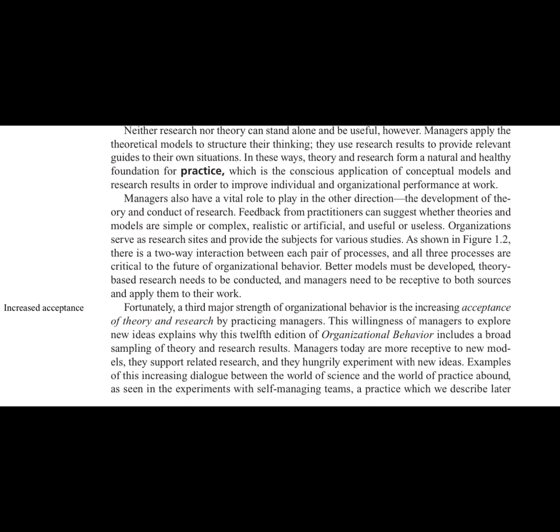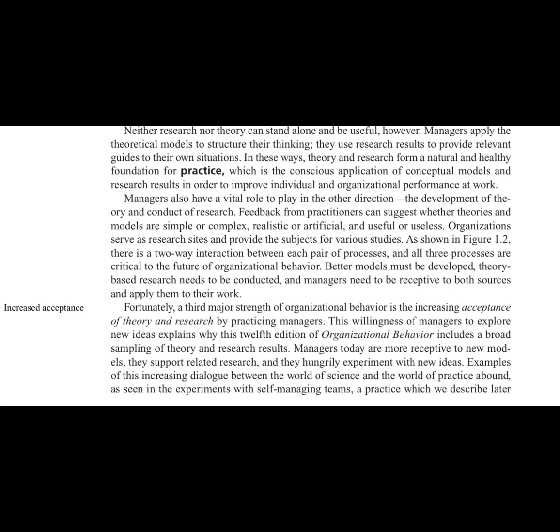So they can change it by concluding their own insights. Okay? Okay, so after the theory and the research, we also have the practice. In this way, the theory and the research form a natural and healthy foundation for practice, which is the conscious application of conceptual models and research results in order to improve individual and organizational performance at work. So dito na makikita yung actions to be done kasi nga practice, di ba? After the theory, after the research, if there is already a result, then they can put it into practice.